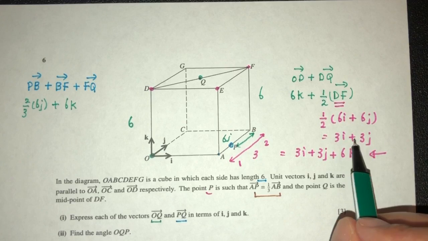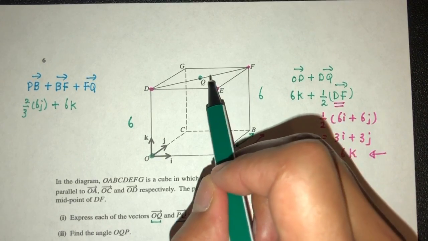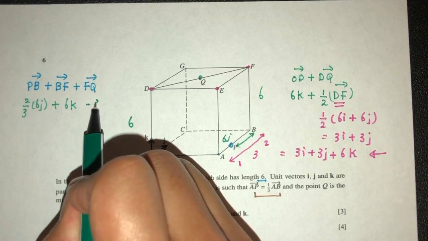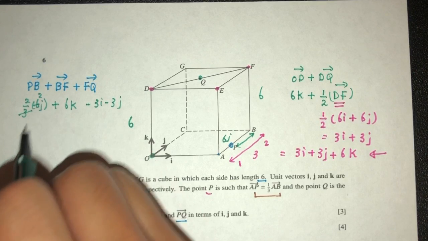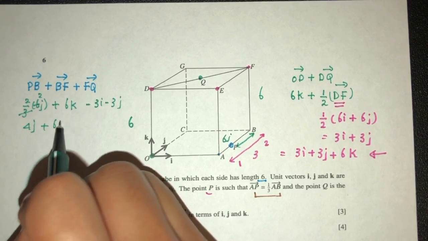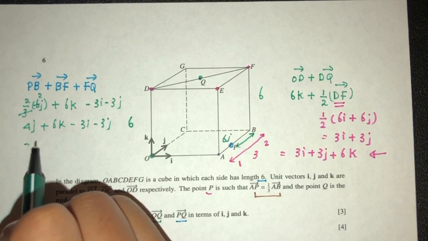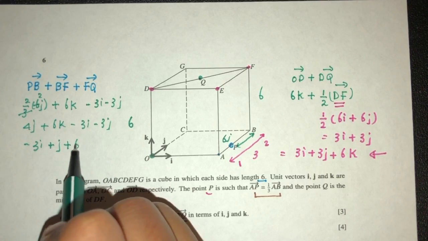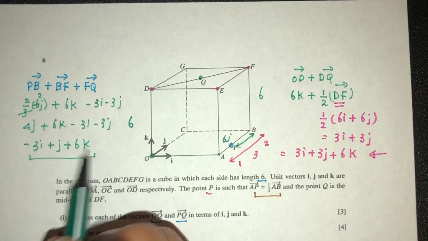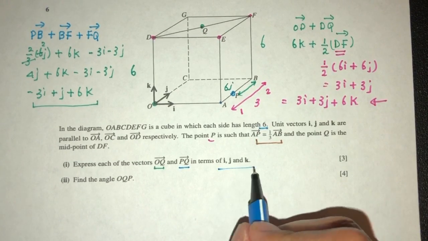And then FQ, we know that QF or DQ is this value. DQ is 3i plus 3j, but FQ will be in the opposite direction. That has to be minus 3i minus 3j. So simplify, that should be 4j plus 6k minus 3i minus 3j. That will give you minus 3i plus j plus 6k. That will be my vector PQ in terms of i, j, and k. That is part 1 of your question.